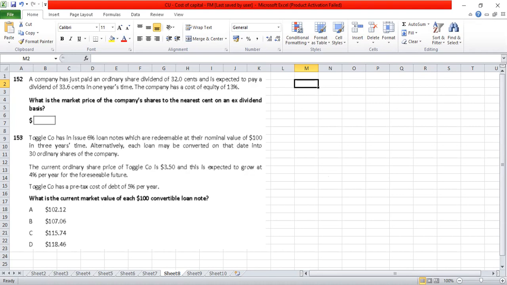We need to find out the pre-tax cost of debt. The pre-tax cost of debt is given as 5% per annum. What is the current market value? Any clue as to how we would proceed further? So first, because the conversion would happen at the end of 3 years, at the end of 3 years we need to find out what the values are. So the loan gets converted into 30 ordinary shares.